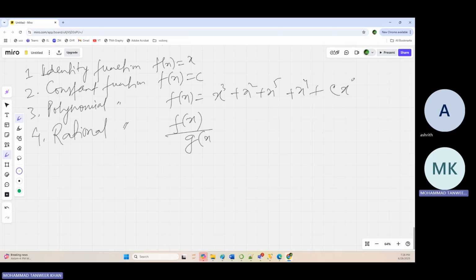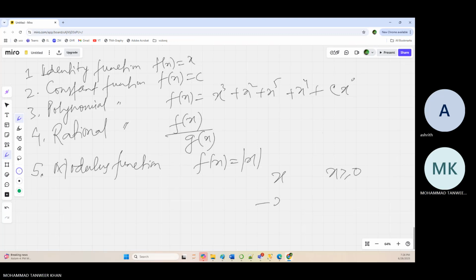f(x) by g(x). Yes. Last one was modulus function. f(x) is equal to bar x, or |x|. It means it will give x if the value is positive or zero, minus x if it is less than zero. Why we are taking minus here? What is the reason?